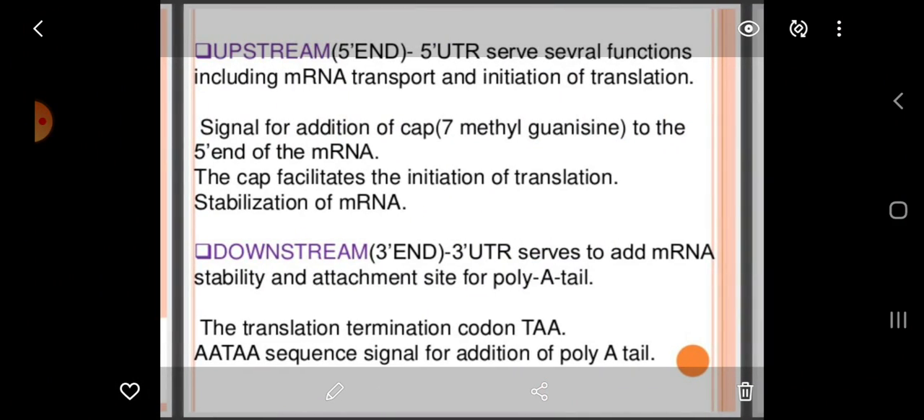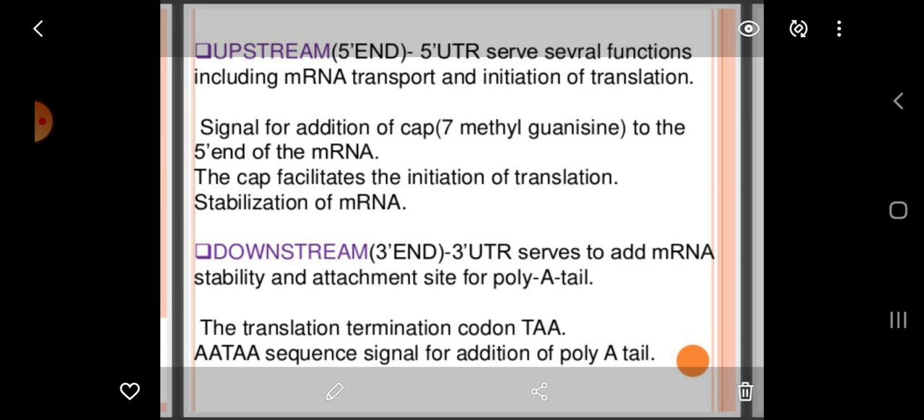Upstream is the 5' end. 5' UTR site serves several functions including mRNA transport and initiation of translation. Signal for addition of cap. The cap is actually 7-methylguanosine added to the 5' end of the mRNA. The cap facilitates the initiation of translation and the cap stabilizes the mRNA chain.